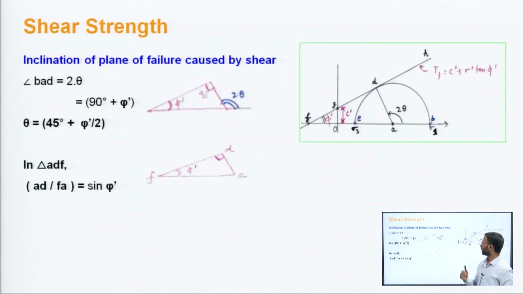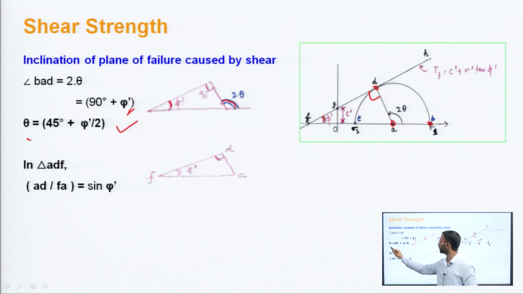Then if you talk about angle BAD, alright, so this is B here, this is A here and this is D here. So this is 2 theta angle, okay. In the figure you can see angle BAD, that is 2 theta, and because this angle here is phi dash and this angle is 90 degree, you can simply say that 2 theta is equal to 90 plus phi dash. Alright, so theta comes out to be 45 degree plus phi dash by 2. This is a very important value for you.